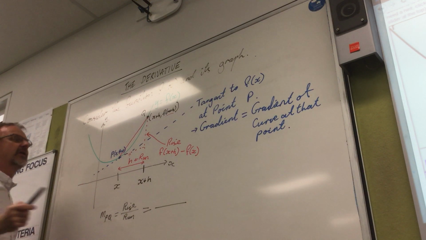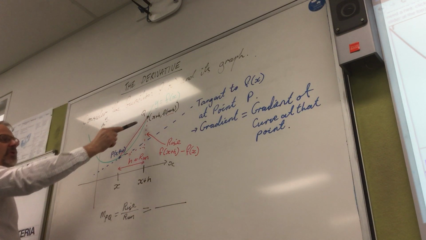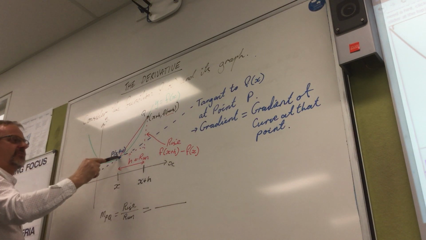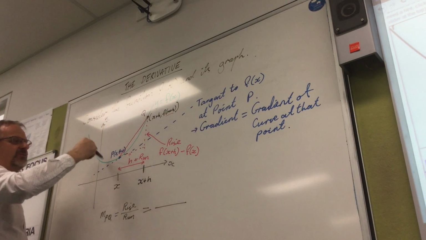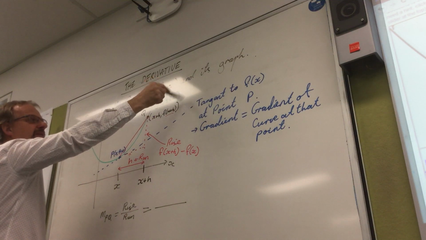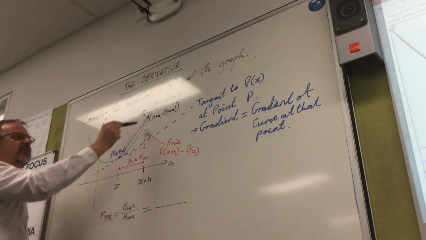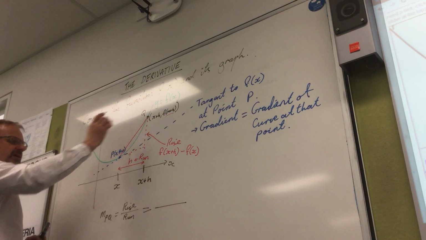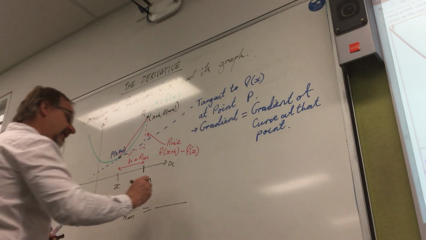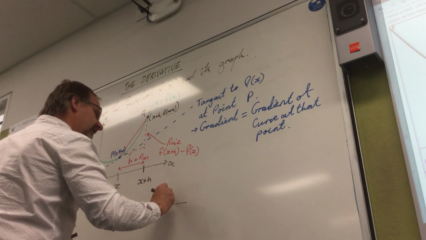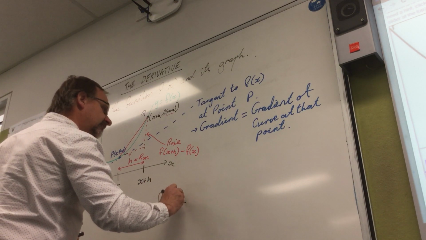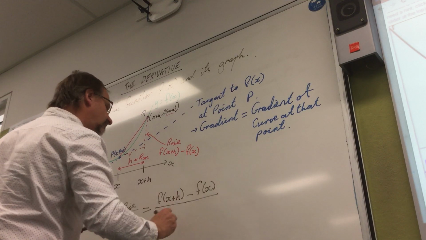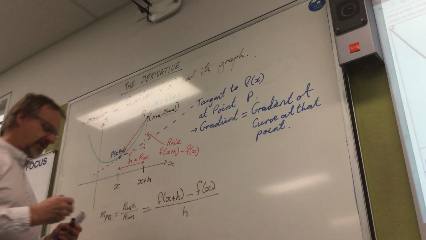How can we do that? Well, we can approximate it by choosing two points on the curve. Why do we choose points on the curve? Because we know what that function is and we can work out exactly what those points are. All right, so at the moment that's what we're doing. So the rise over run is f of x plus h minus f of x, over h.